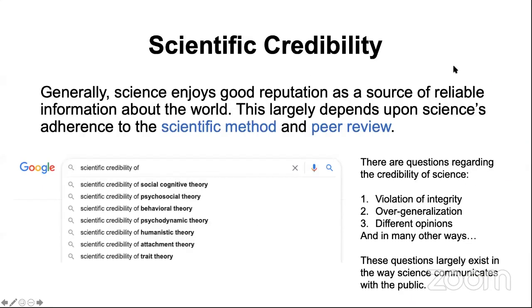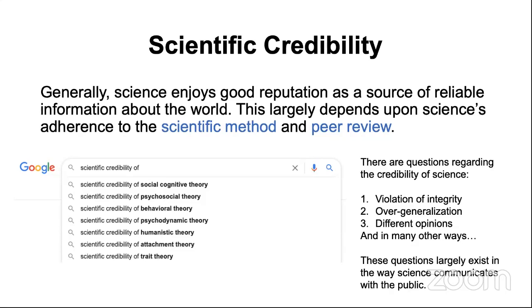For the last part of this talk, I want to raise this growing argument about scientific credibility. So generally, science has been enjoying a really good reputation as a source of reliable information about the world. This is largely dependent upon science's adherence to the scientific method. So as we saw, if we were to tackle a research question, we will need to do some sort of experiment. We will get some raw data, and then we will need to analyze our data using statistics, and then we'll need to interpret them reasonably.